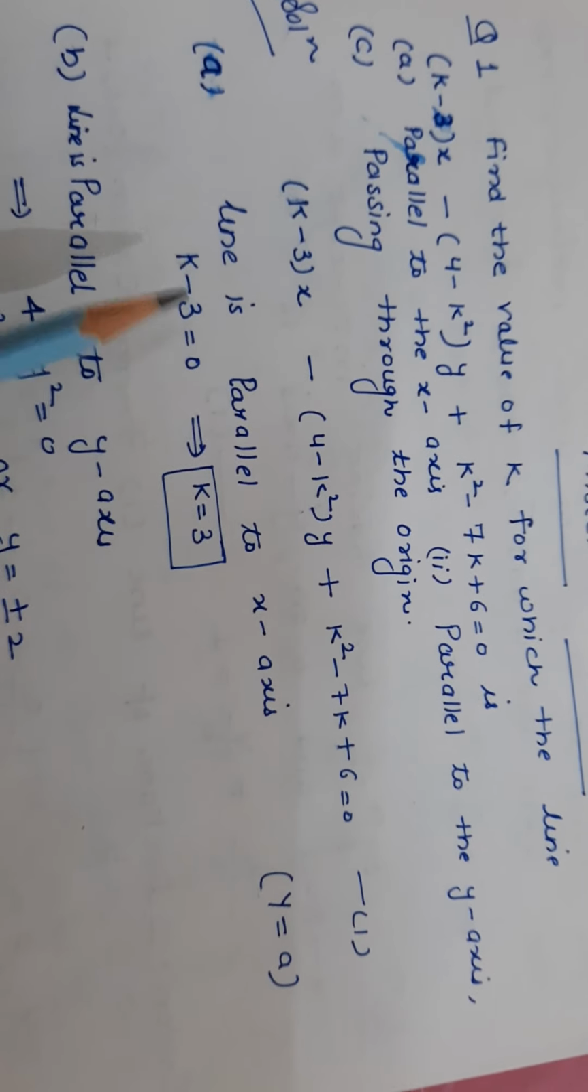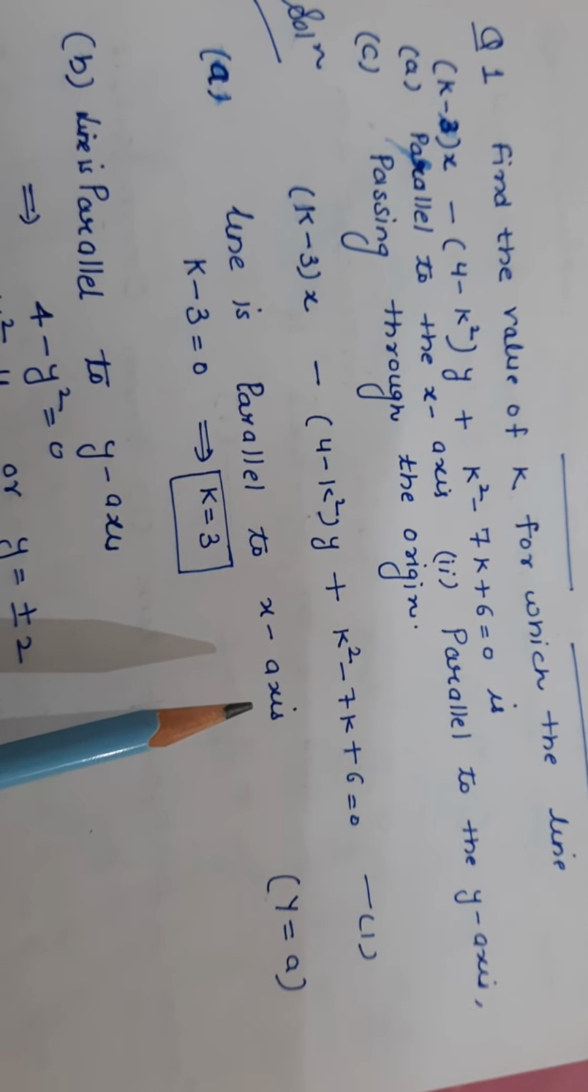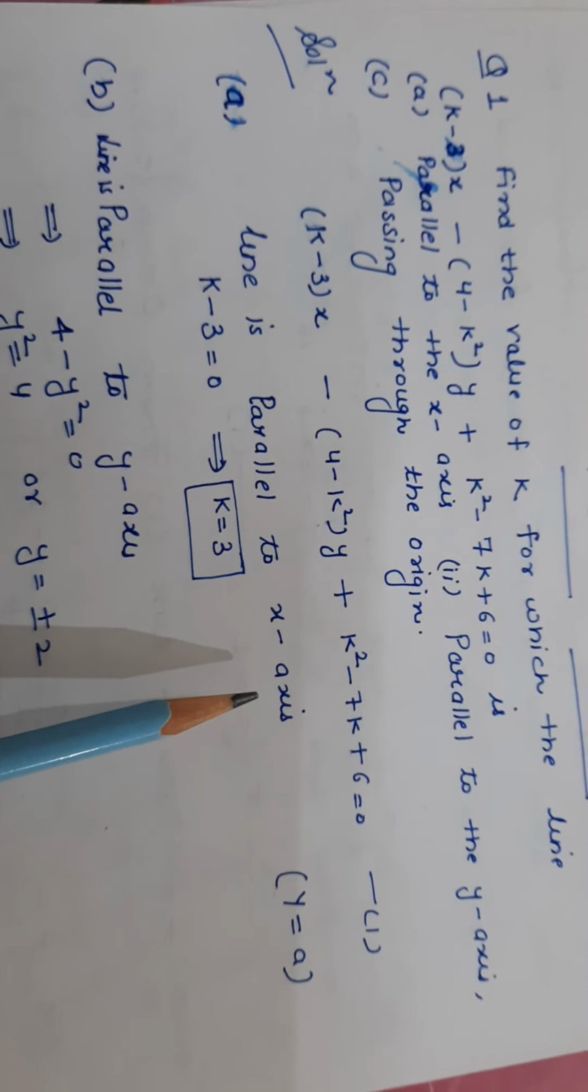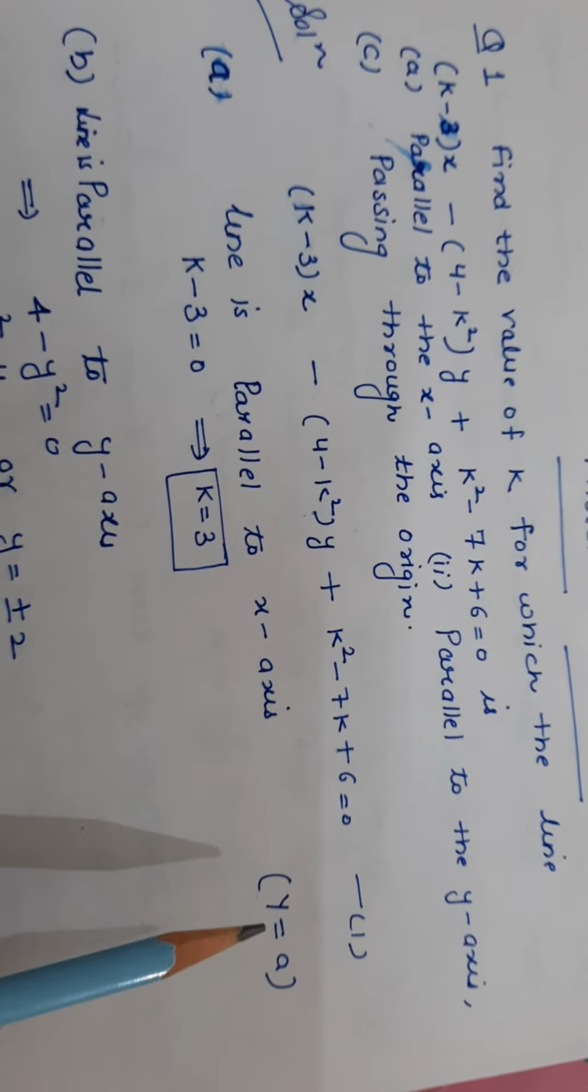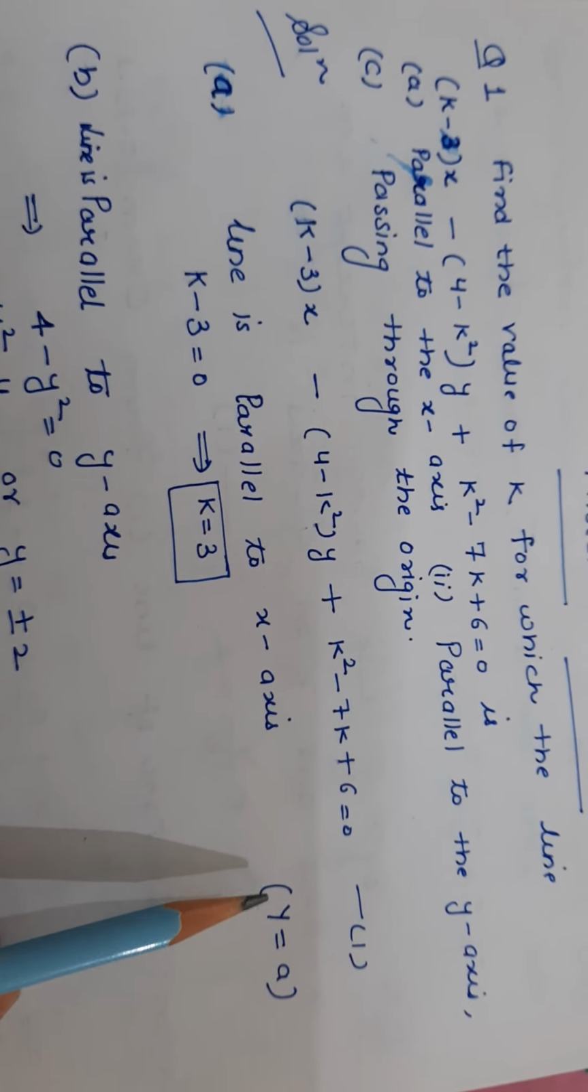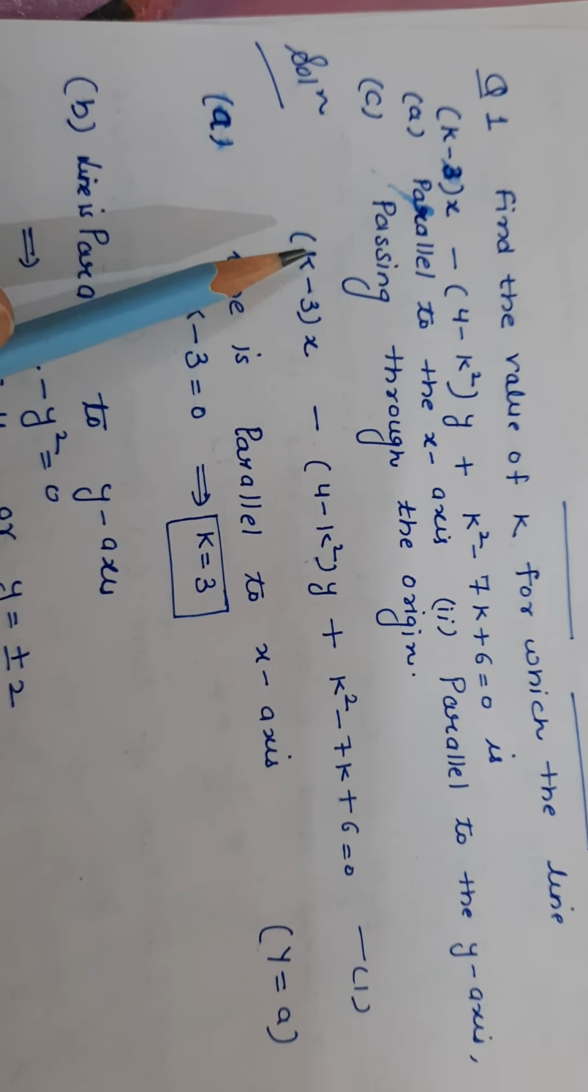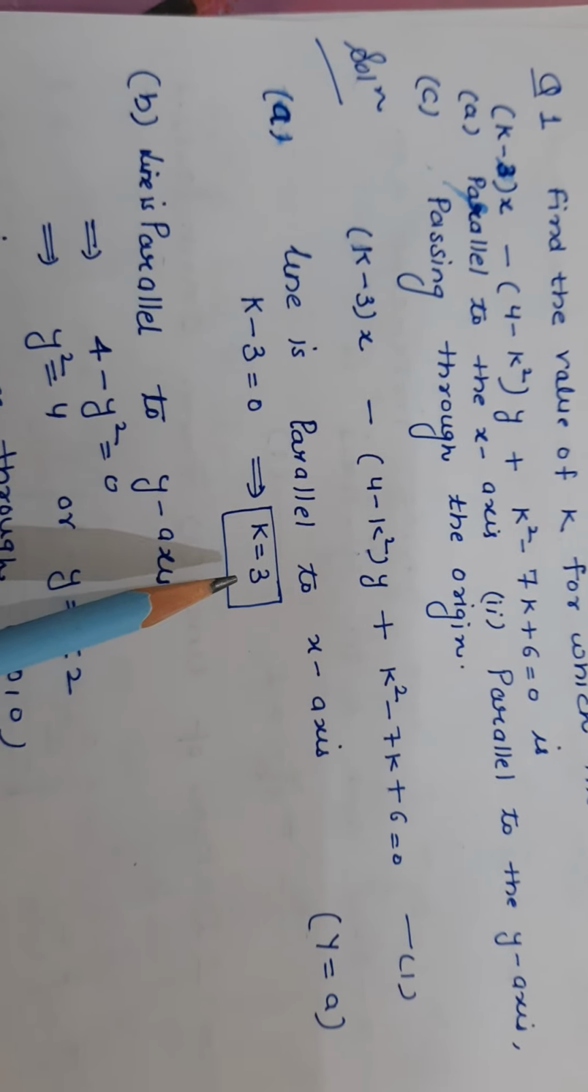The first part, line is parallel to x-axis. We know that a line which is parallel to x-axis is of the form y is equal to a. That means in this term, the coefficient of x is 0. So we have k minus 3 equal to 0, or k is 3.